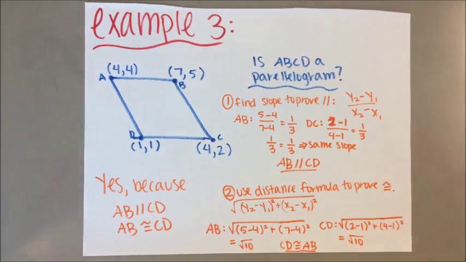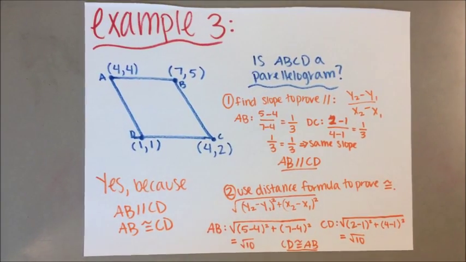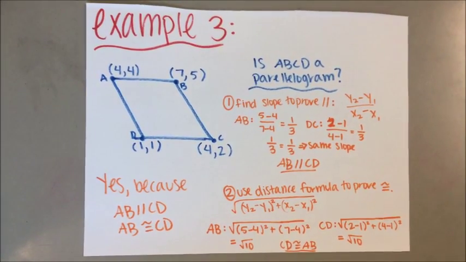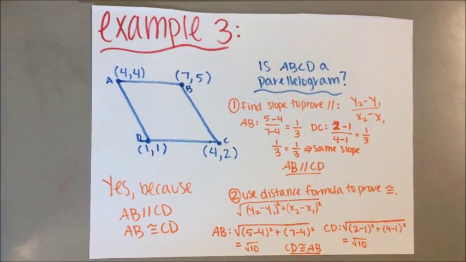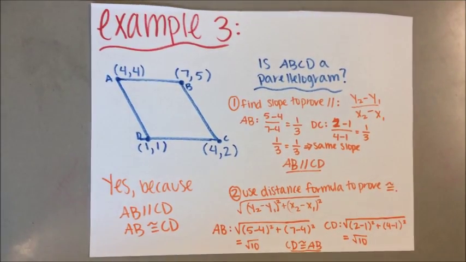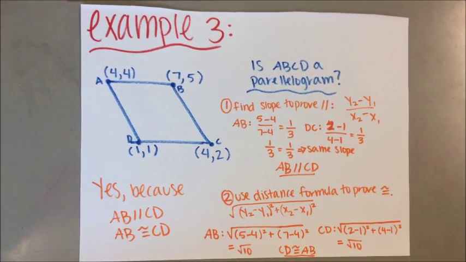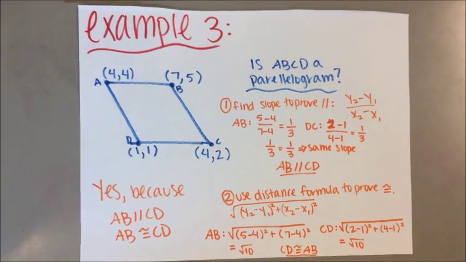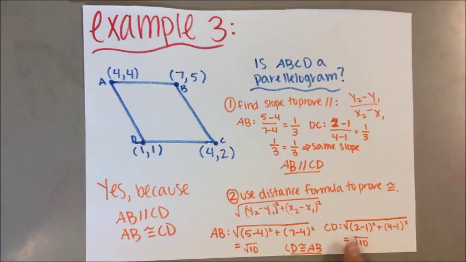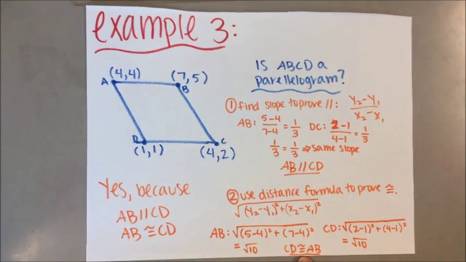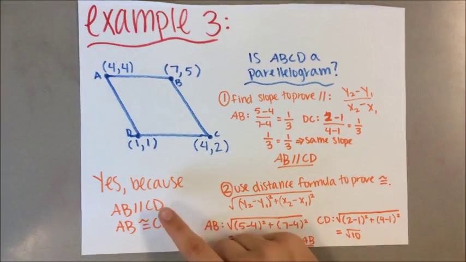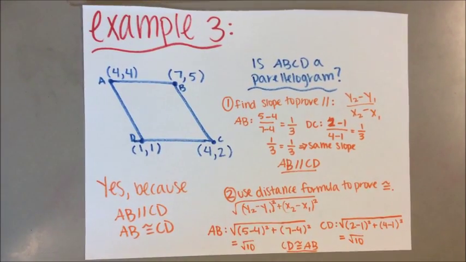Then, I decided to use the distance formula to prove that the sides AB and DC are congruent. I used the distance formula, which is the square root of y2 minus y1 squared plus x2 minus x1 squared. Overall, when I solved for the distances of AB and DC, I found that they have the same length, which is the square root of 10. Therefore, CD is congruent to AB. And since this one set of sides is both parallel and congruent, you can prove that ABCD is a parallelogram.